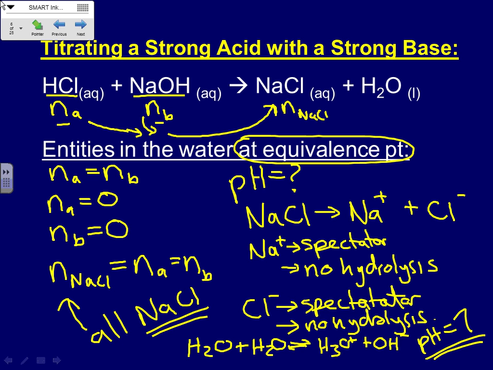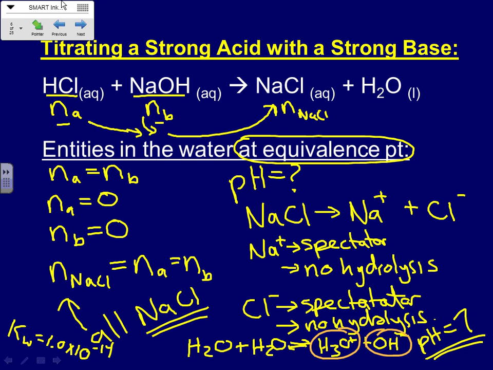In other words, at the equivalence point, the pH is 7 because the only reaction happening in the water is the natural reaction of H3O plus and OH minus breaking apart, producing a very small concentration. The Kw is equal to 1.0 times 10 to the negative 14, which means the concentration of H3O plus and OH minus is 10 to the negative 7, a pH of 7. That's a neutral solution. It's not very exciting.